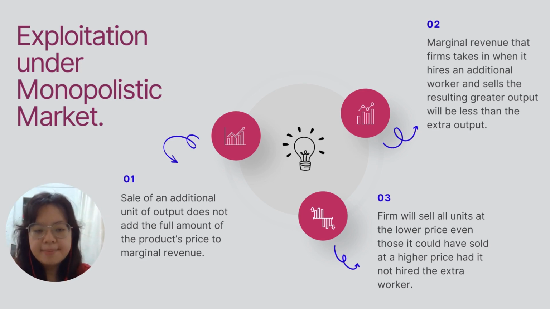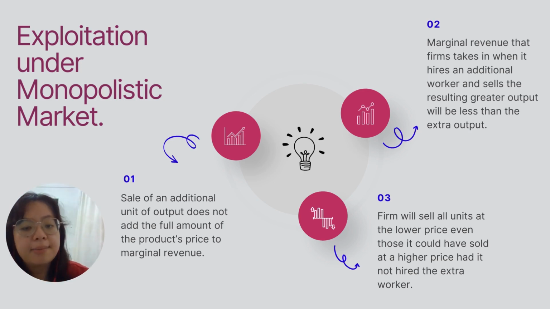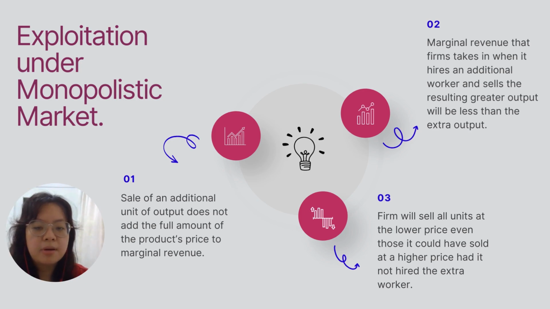Now I'll move to the second point, which states that the marginal revenue that a firm takes in when it hires an additional worker and sells the resulting greater output will be less than the extra output itself. In a monopolistic market, when a company hires another worker and produces more to sell, the extra money they make from selling that product might not be as much as the extra product they produce. This is because each new worker might not add as much value as the ones before. So, while the company benefits from the extra work, the worker might not get fully compensated for their contribution.